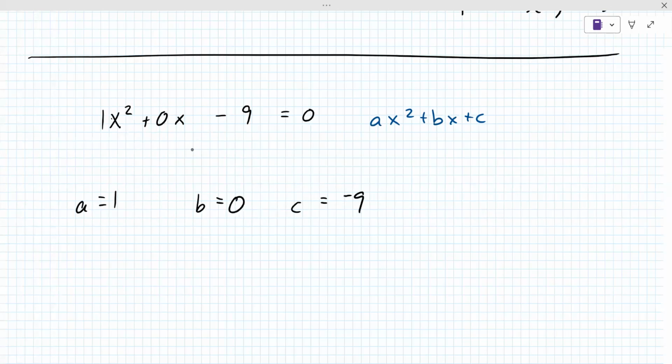Will you calculate the discriminant for us, please? Yeah. -36. Try again with your signs here. It's 0 squared minus 4 times 1 times -9. Oh, +36. Yes, positive 36.